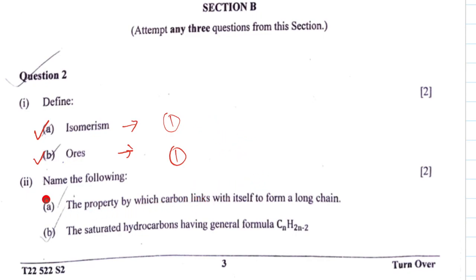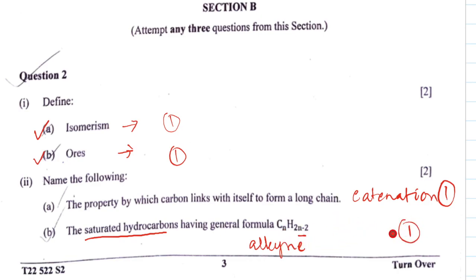Name the following is the second part. The property by which carbon links to itself to form long chains. This is your catenation. And that again becomes your 1 mark. The saturated hydrocarbon having formula CnH2n-2, it means it is alkyne. So you have to write the term for the hydrocarbon with this formula, and so our correct answer is alkyne. You write that, you will get your 1 mark.